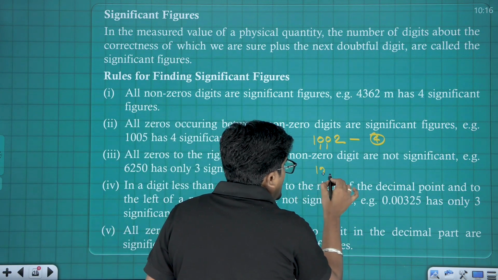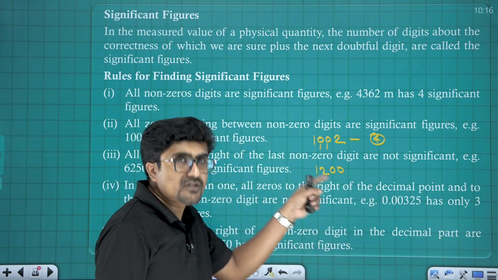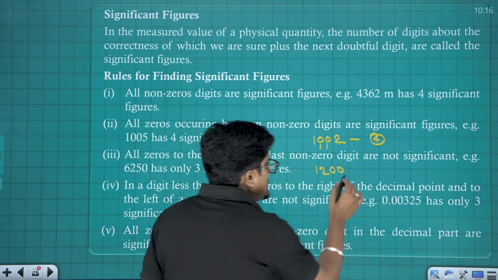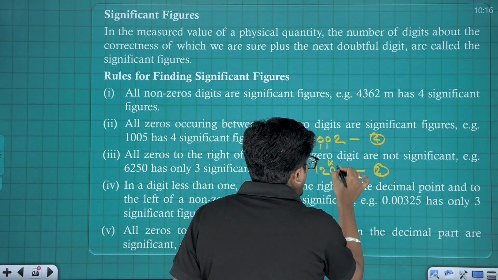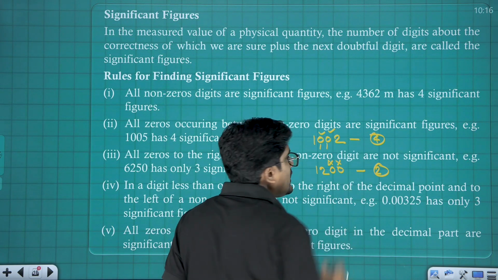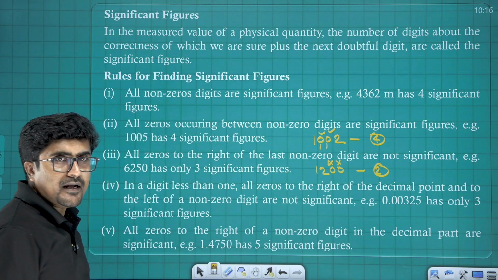All right. Next is all zeros ending like this. I mean 1200. Here the number of significant figures is just 2 only. That means these two zeros are not significant. These two digits were significant, but these two are not significant.